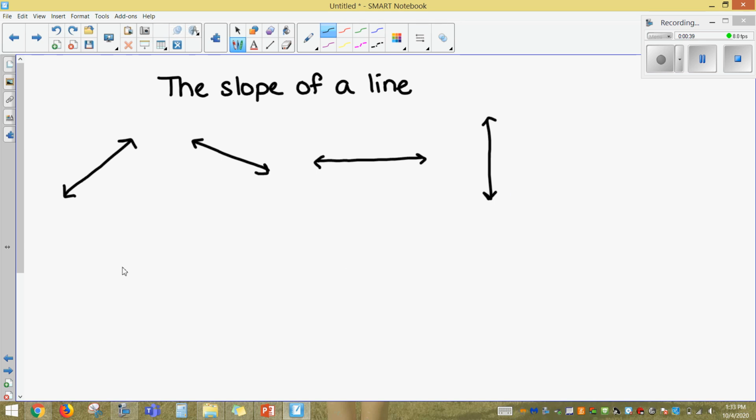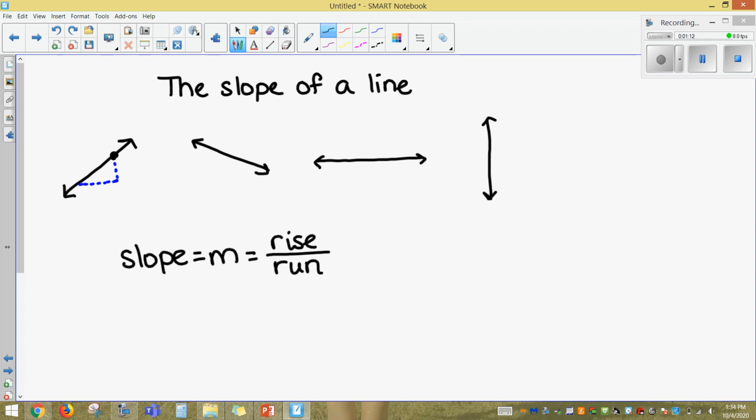When I'm finding the measurement of the slope of a line, it's a ratio of two values. I want to know how far my line has moved up or down over how far it's moved left or right. The letter that we use to designate our slope is the letter M. And informally, when we talk about the slope of a line, we think about it as being the rise over the run.